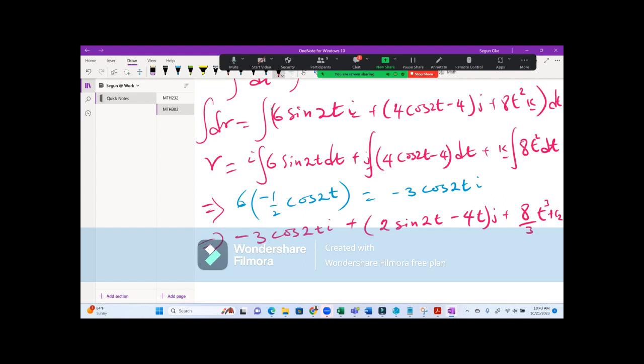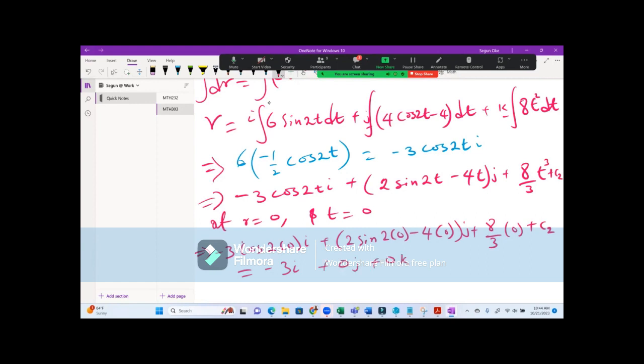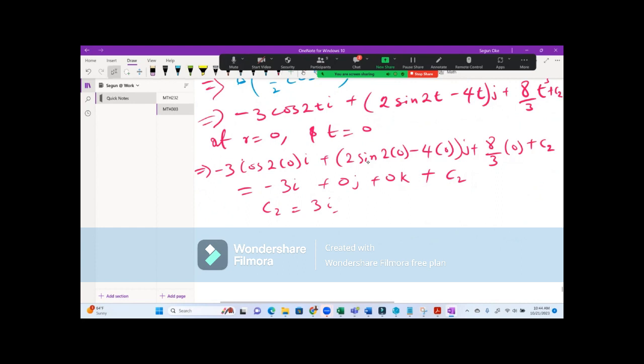But in this case now, at r equals 0 and t equals 0, what do we have? We are going to have minus 3 cos 2 of 0 i plus 2 sine 2 of 0 minus 4 of 0 j plus 8 over 3 of 0 plus c2. So this one will give me minus 3i, do you agree with me? Plus 0j plus 0k plus c2. Then our c2 will be 3i. Do you agree? Yes, sir.